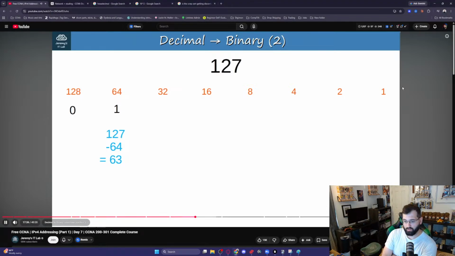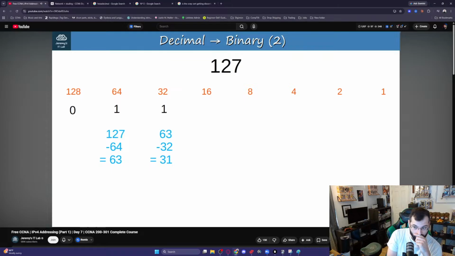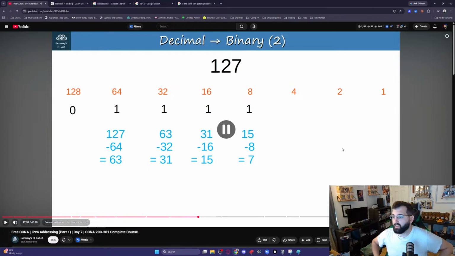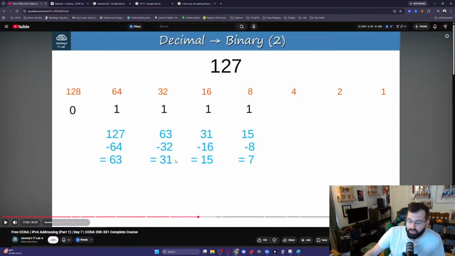Then subtract 32 from 63, and write a 1 under 32, and we're left with 31. Next, subtract 16 from 31. 15 remains, and write a 1 under 16. Subtract 8 from 15. Okay, so then it just becomes a matter of adding up the numbers. I shouldn't think about it as doing it backwards, because that really messes up my brain. I should think of it as adding the numbers starting with the lowest. So 64 plus 32 is 96. Yeah, 96 plus this.